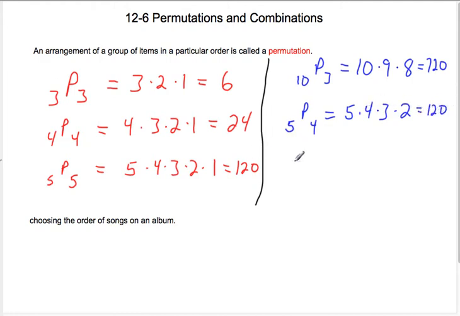Or if you had 7 cities to choose from, and you were going to choose 3 of them, it would be 7 times 6 times 5, and that would be 210, I think. Okay, so that's the permutation notation, and it's a quick and easy way to figure out how many different arrangements there are of a certain number of items.